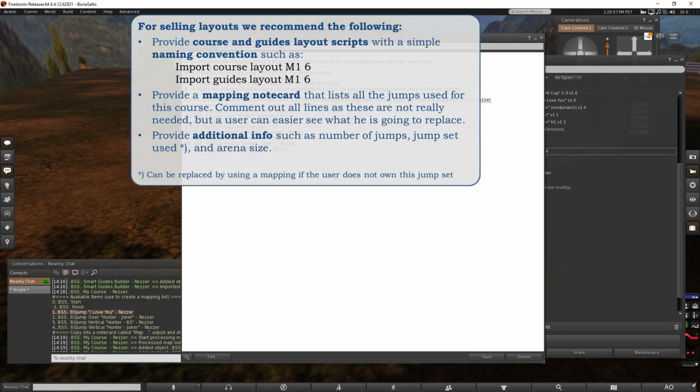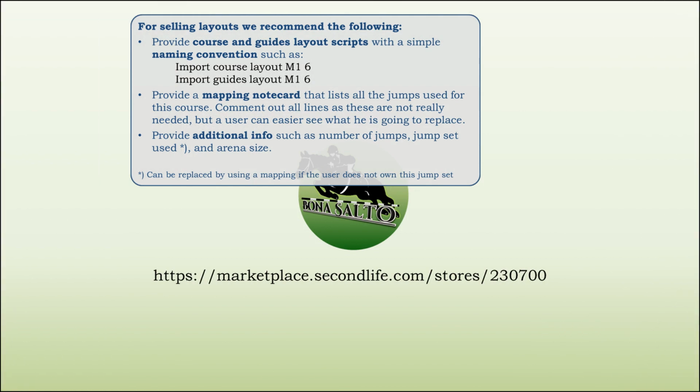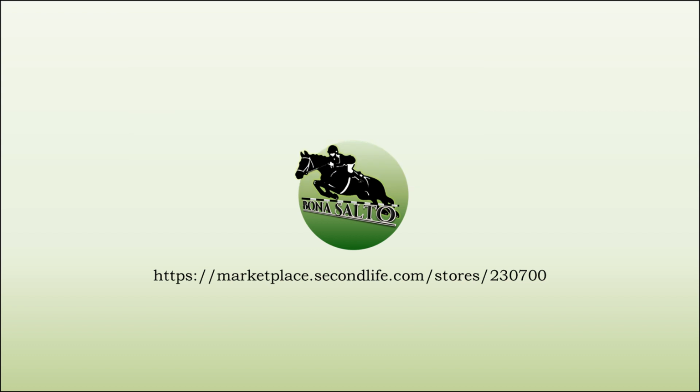Provide additional info such as number of jumps, the jump set used, and arena size. Again, this helps the user to identify what is needed to use this layout as intended by you, the course designer. And please don't forget to use the right permission settings.